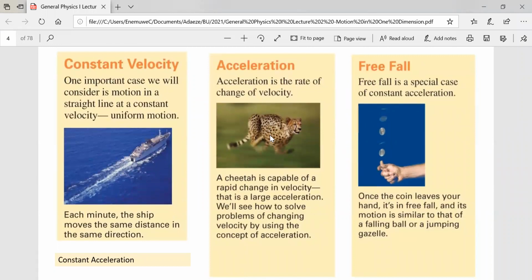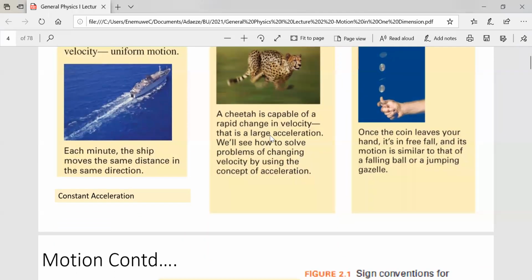When we talk about uniform motion, we're talking about motion with steady velocity, motion with constant velocity. And then we'll have the acceleration, that is, from the definition of acceleration, the change in velocity, but a steady change in velocity as well. That is talking about constant acceleration. And the free fall motion, simply put, is motion of an object in air, okay?